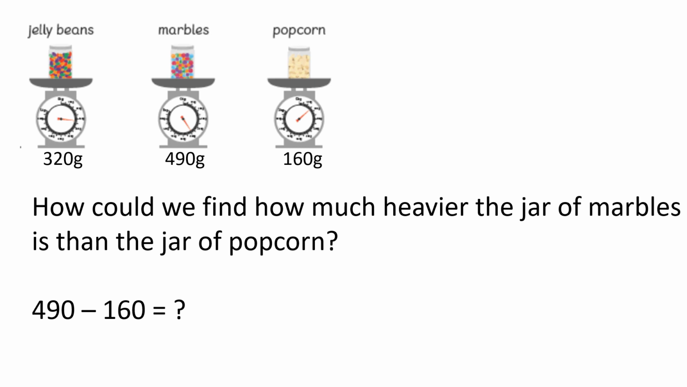Super, so now we should be able to solve this next problem too. How could we find how much heavier the jar of marbles is than the jar of popcorn this time? So this time, my number sentence is going to say 490, because that's the mass of the marbles, subtract 160, because that's the mass of the popcorn. Have a little think to yourself. How could we solve it? There are two ways. Perhaps you can think which way would be better. Should we count on here or should we subtract? What's the most efficient method for us to use?